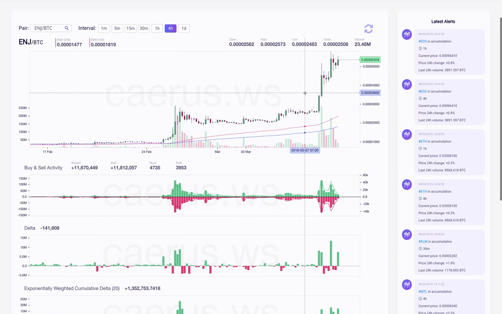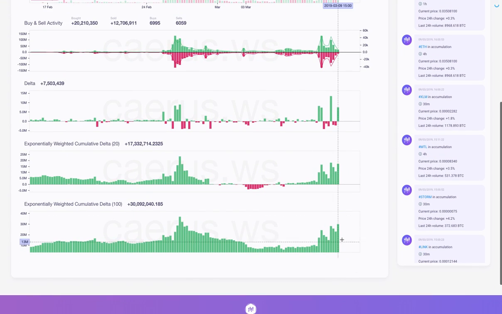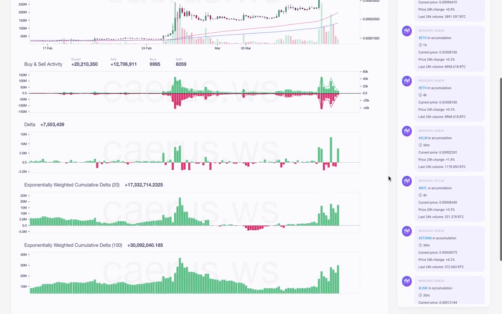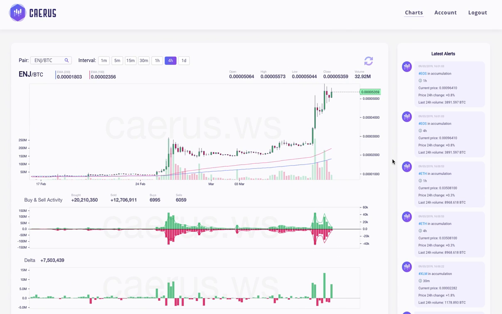And as we can see from the delta, there are still no exits. So the market players still haven't sold off what they have accumulated. It may mean that they want to stabilize the price at the current level or even drive it higher.